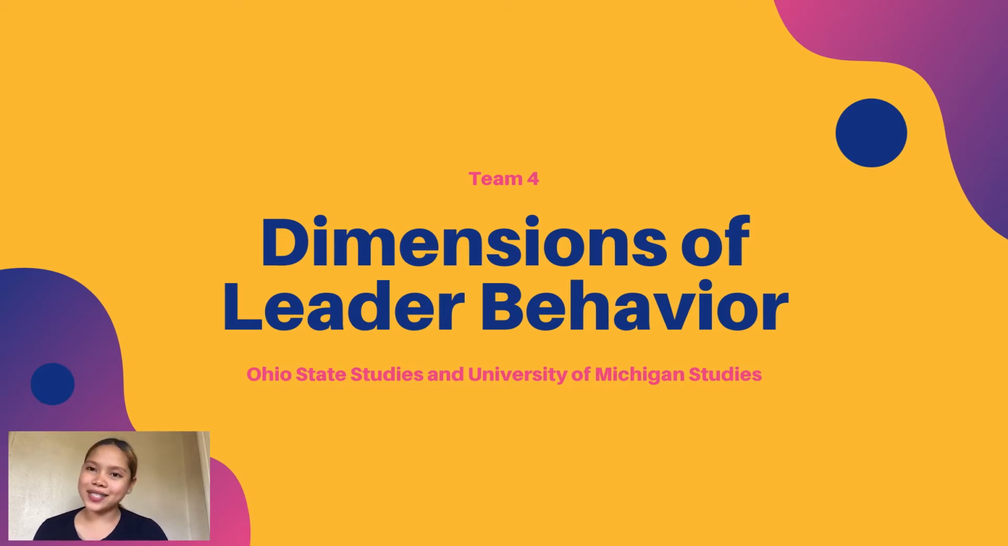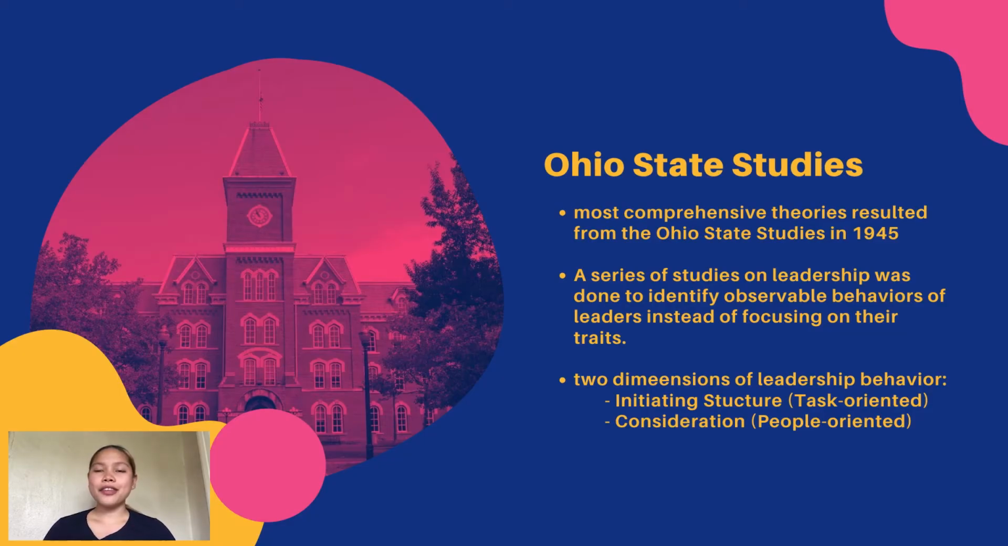about the Ohio State Studies and the University of Michigan Studies on the dimensions of leader behaviors. The failures of early trait studies led researchers in the late 1940s through the 1960s to wonder whether there was something unique in the way effective leaders behave. Trait research provides a basis for selecting the right people for leadership. In contrast, behavioral theories of leadership implied that we could train people to be leaders.